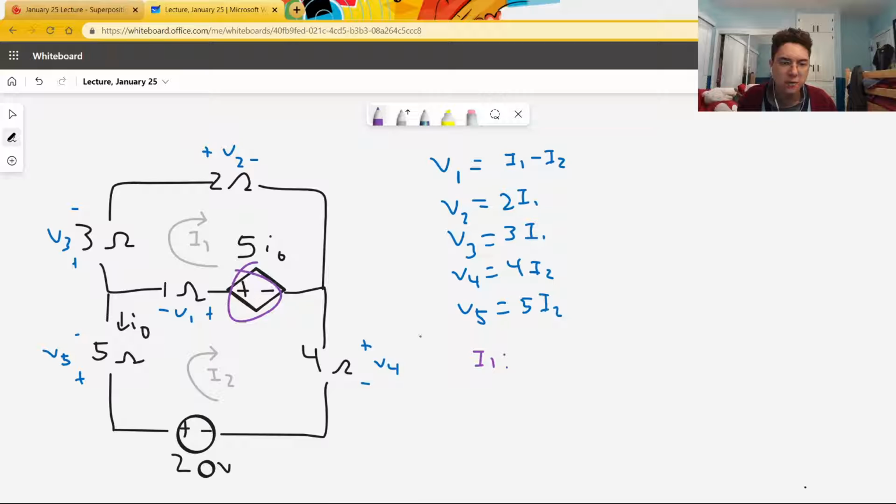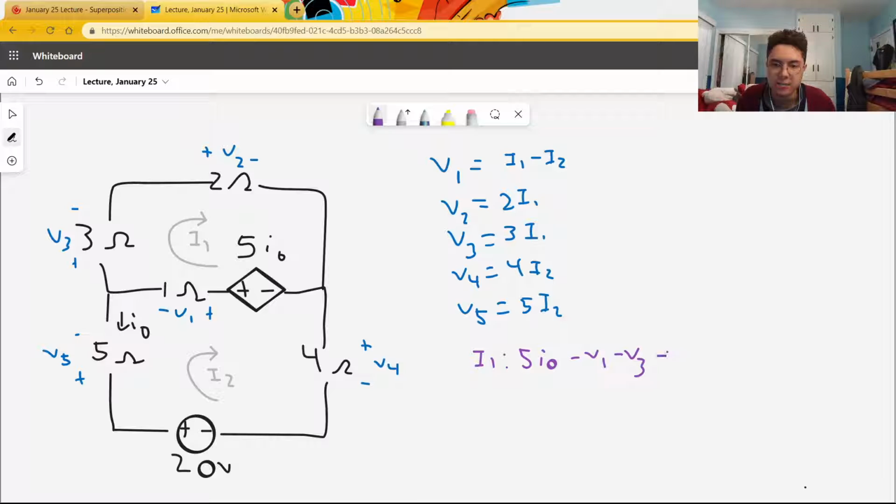For I1, we start from the dependent source. It's a rise in the loop direction, so it's plus 5I0. Then we drop across V1 and drop across V3 and drop across V2, because you go from the positive terminal to the negative terminal, which is a drop. So it's minus V1 minus V3 minus V2 equals 0.